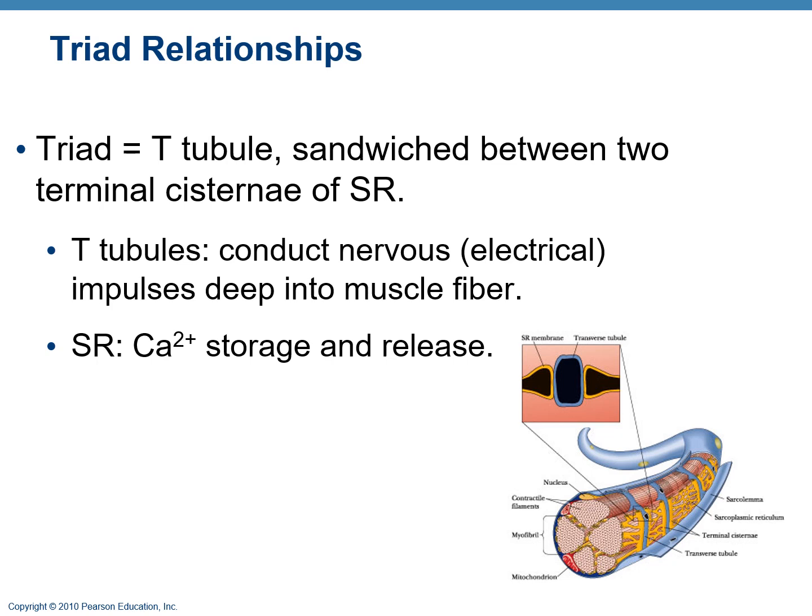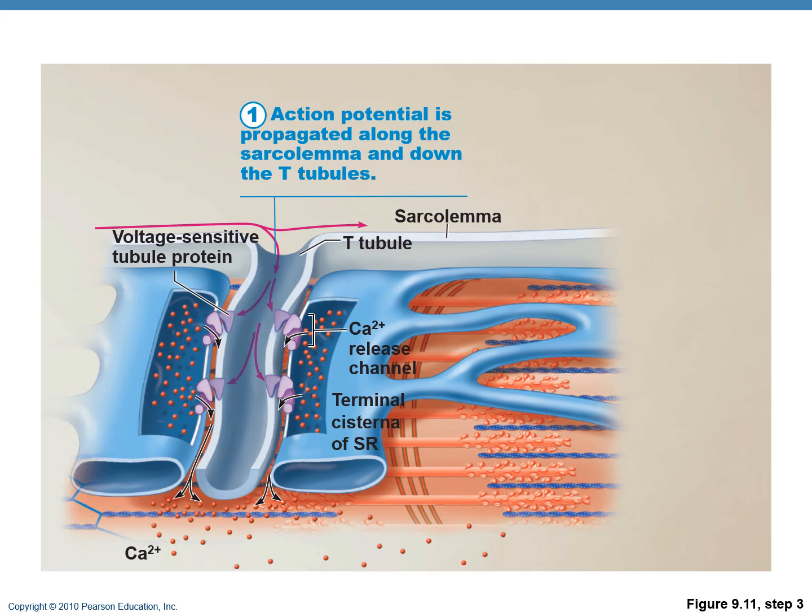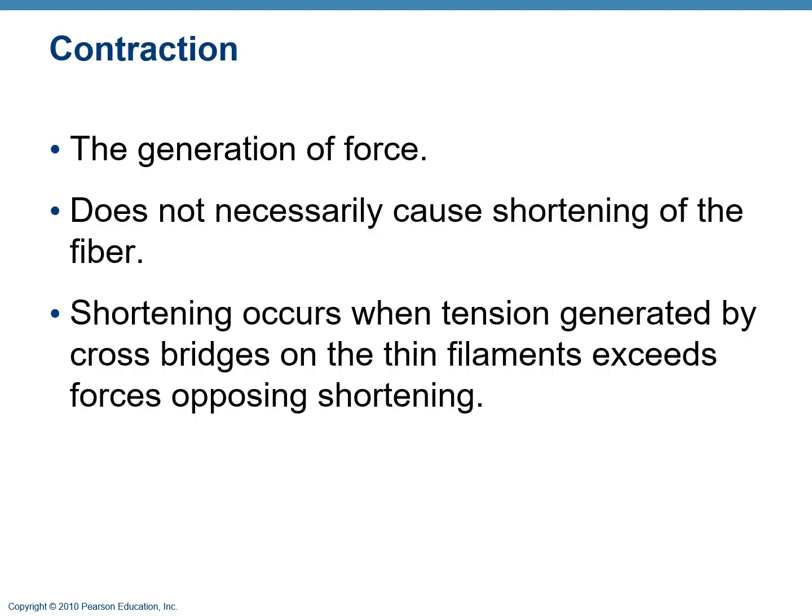The T-tubules have the job of conducting nervous, aka electrical, impulses deep into the muscle fiber, and the sarcoplasmic reticulum functions in calcium storage and release. So as an action potential, and we have not gotten to this yet, but we will, an electrical impulse caused by opening of voltage-gated channels, is propagated along the sarcolemma, and then it dips down into the T-tubules. Calcium ions are subsequently released as that voltage change opens voltage-gated calcium channels in the sarcoplasmic reticulum.